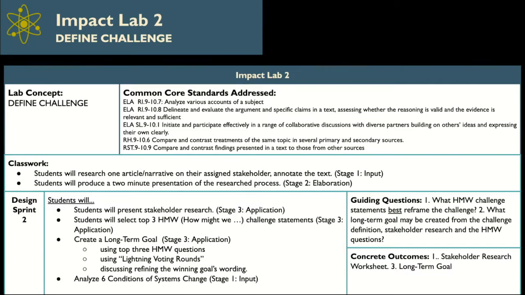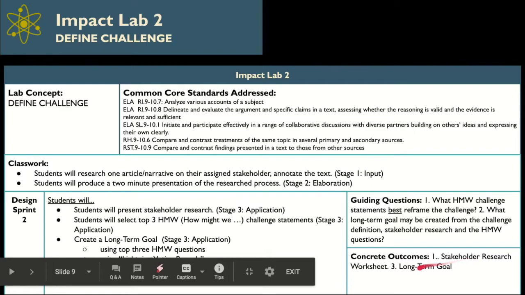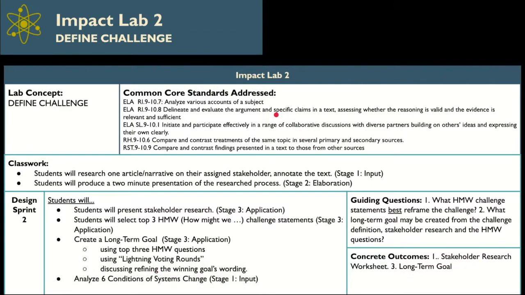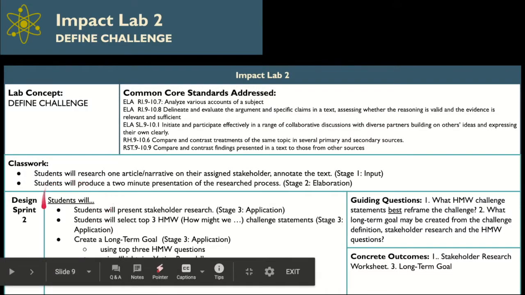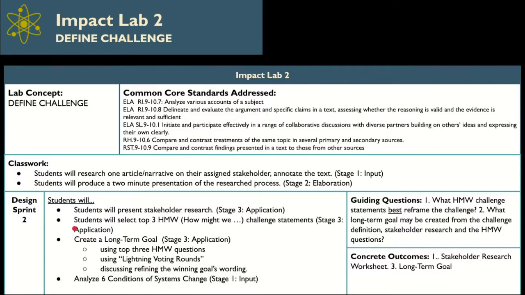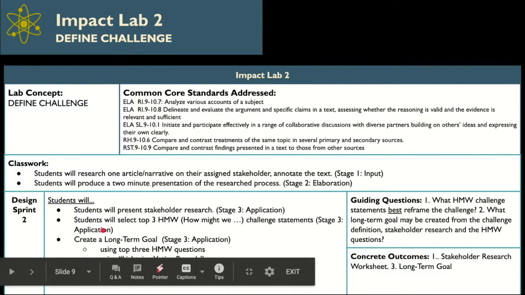The concrete outcome, again, is a worksheet, and they come in with a long-term goal. So what we have for you is standards connected to what they're going to be doing. We have the class's objective, what should be done by the end of each class, and then we have objectives as well as processes for the actual design sprint.